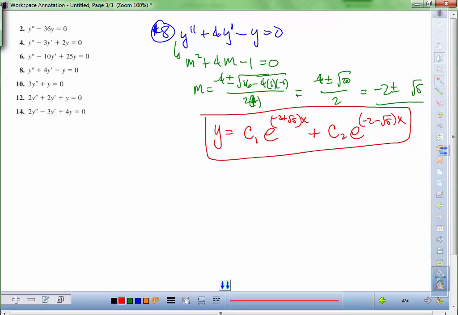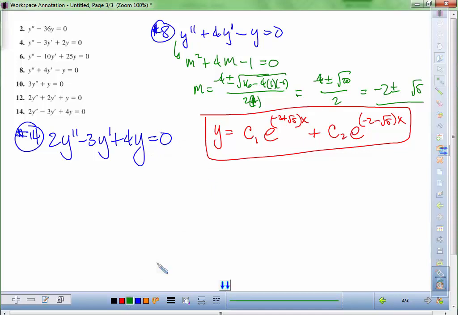Let's do another problem. Which one? 14. Number 14, we've got 2y double prime minus 3y prime plus 4y is equal to 0. Okay, let's jump to our auxiliary equation, which is going to be what? 2m squared minus 3m plus 4 equals 0.